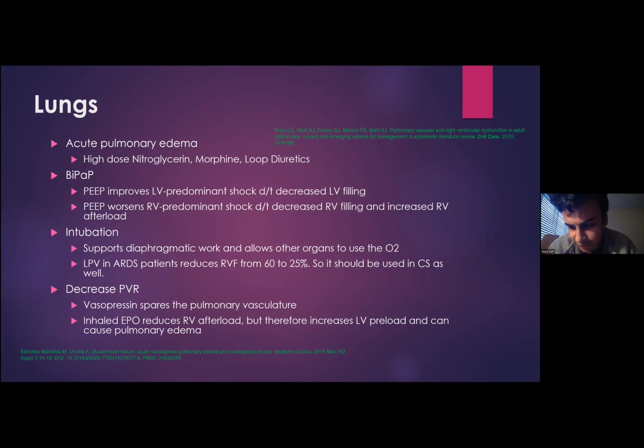And the type of ventilation you do is lung protective ventilation, just because of the ARDS data that showed that lung protective ventilation, in addition to having better outcomes for the lungs, reduced right ventricular failure by a significant percentage. So we use lung protective ventilation when we intubate someone with cardiogenic shock. And then again, if you have RV dysfunction, you can decrease the pulmonary vascular resistance with inhaled EPO. But then maybe you could accidentally overload the left ventricle. Obviously this is the realm of talking to experts, but just so you know the concepts. And then vasopressin, important to know, is a pressor that spares the pulmonary vasculature.